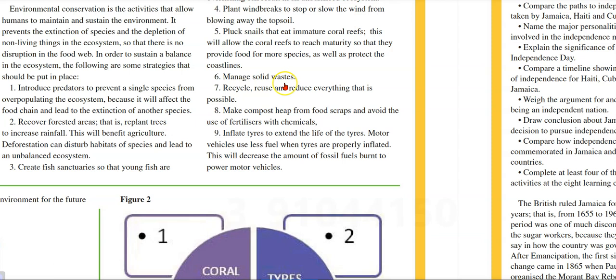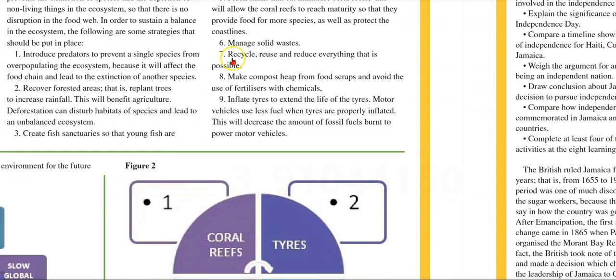Manage solid waste. So our garbage and so on, we need to be careful how we dispose of those things. So we need to bag and bin and, you know, reduce, reuse, recycle, rethink our approach to solid waste. Here we say number 7, so using some of those R's we mentioned before, recycle, reuse, and reduce everything that is possible.